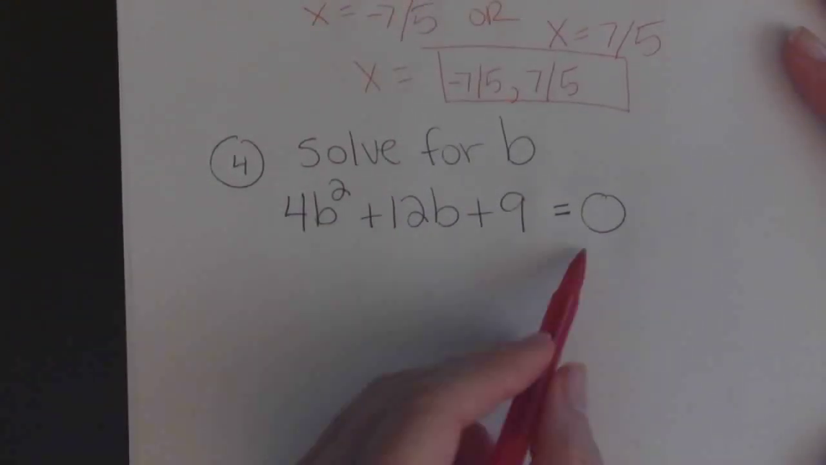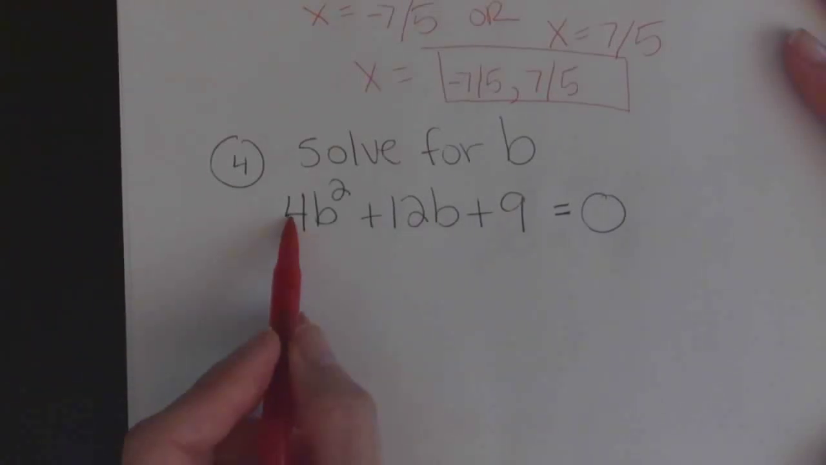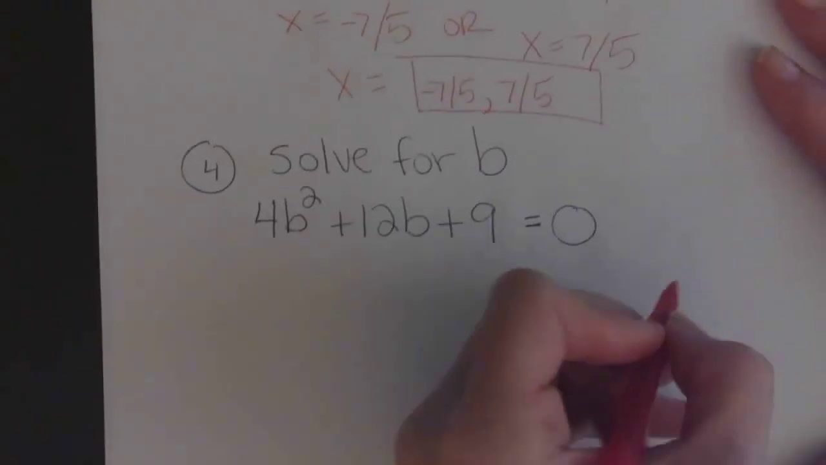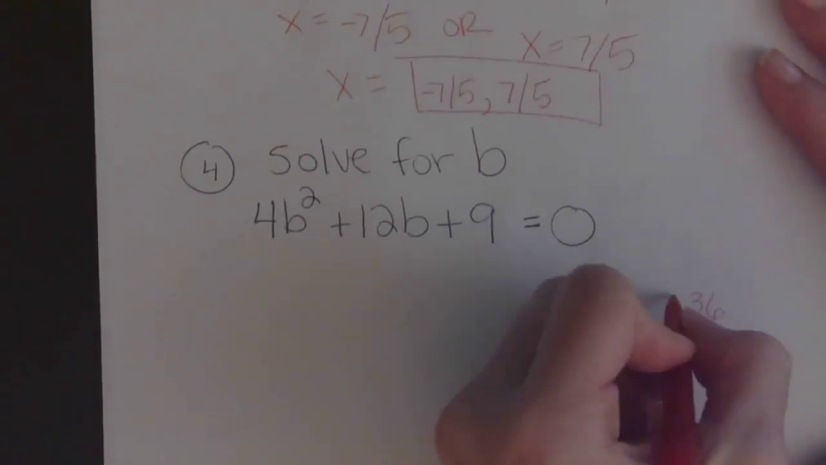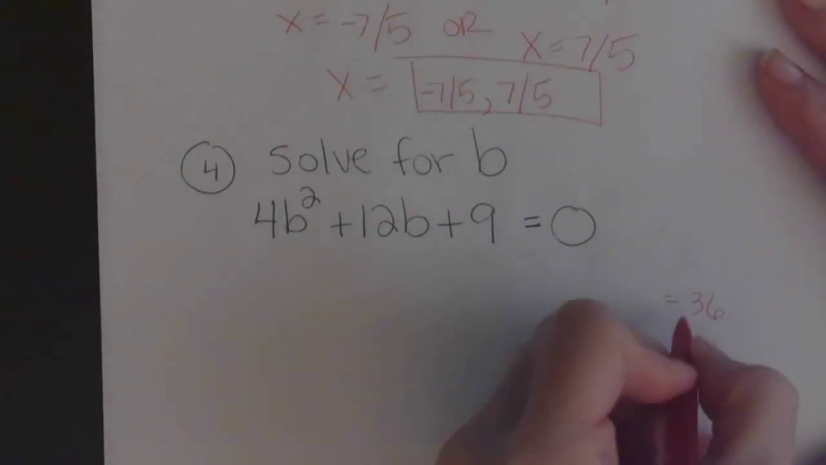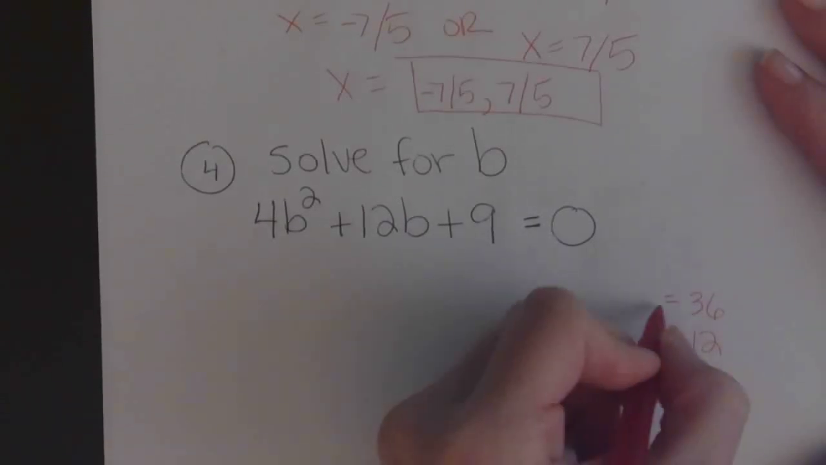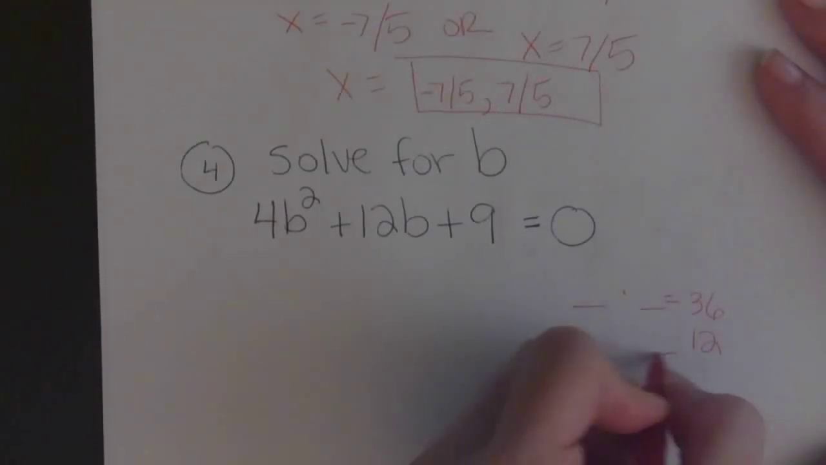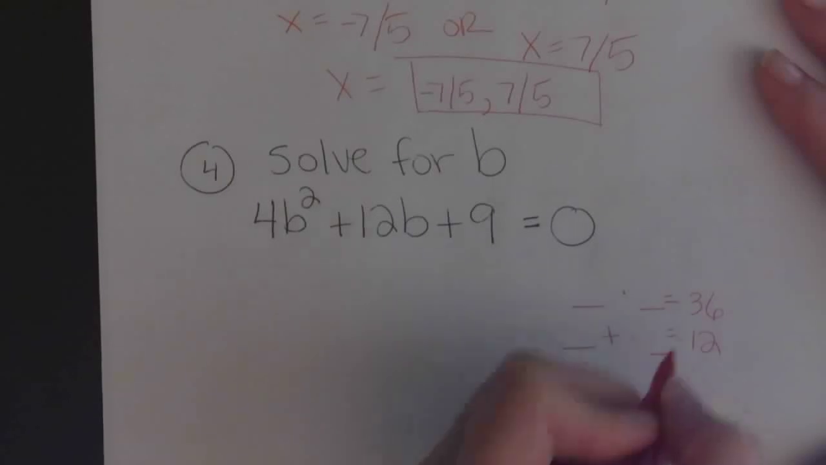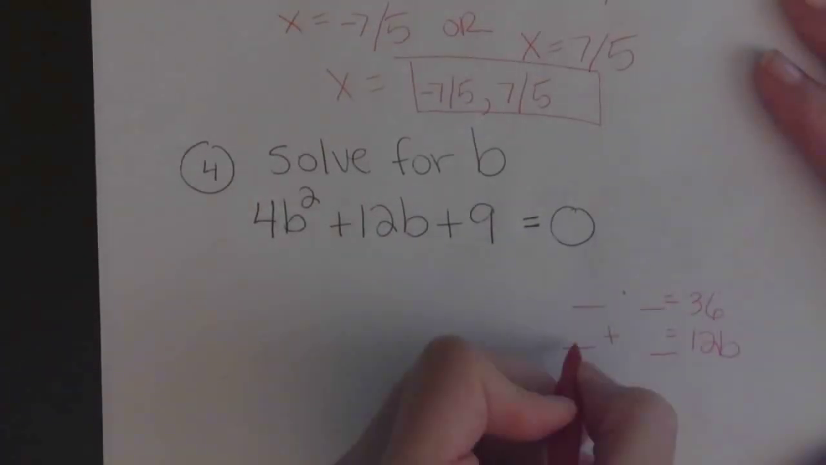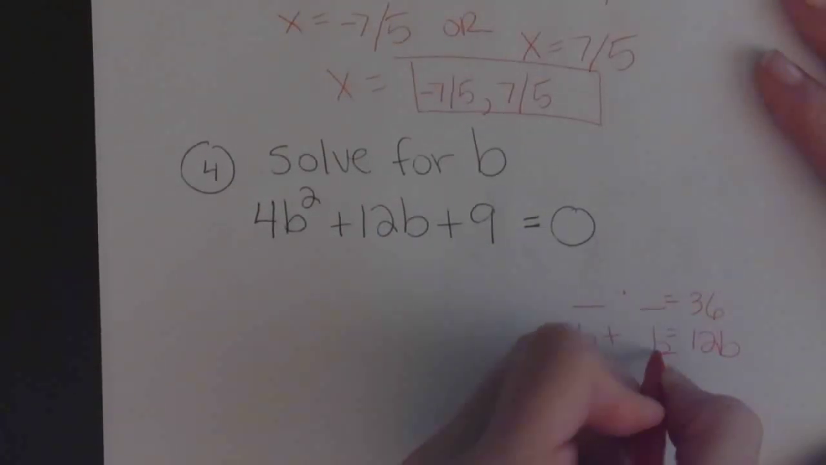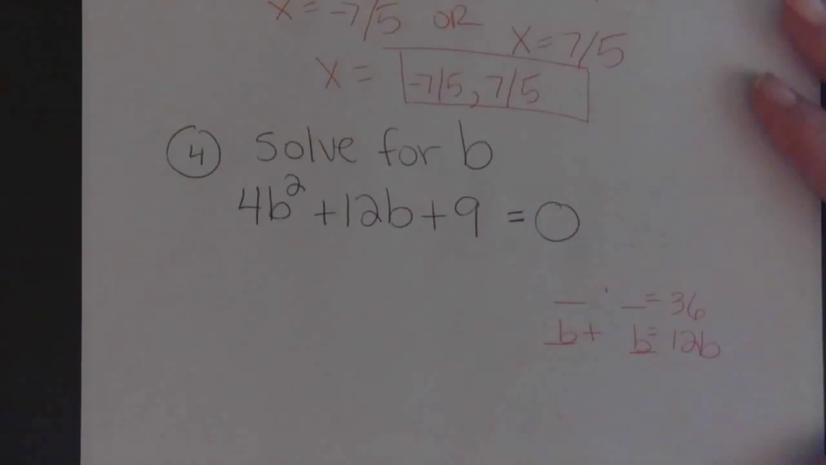Okay? Next one, solve for b. 4b squared plus 12b plus 9 equals 0. To factor this, you know the steps. This is a little bit longer because this is not 1. So we take 4 times 9. That's 36. And then we bring the middle down, 12. So we need two numbers that multiply to 36, but add to 12b.